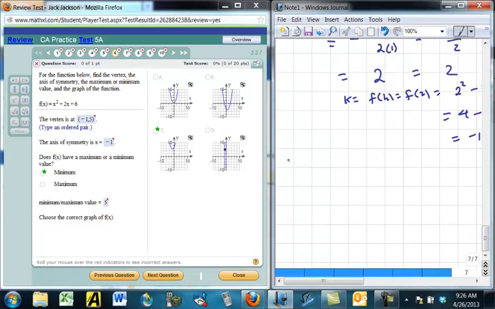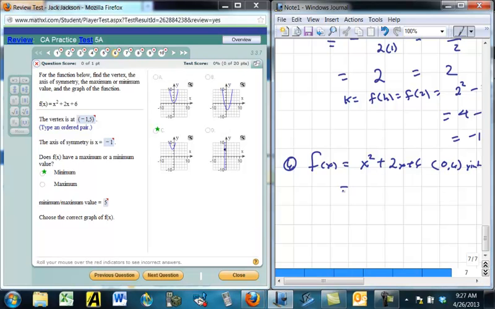Okay, next we're at question number 6. For the function below, find the vertex, axis of symmetry, and minimum or maximum value of the graph of the function. So again, let's go ahead and figure out all 3 forms here just for practice. From this, we can see that (0, 6) is the y-intercept.